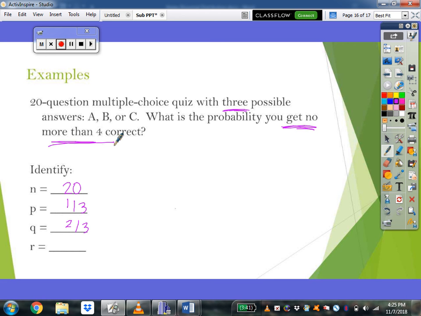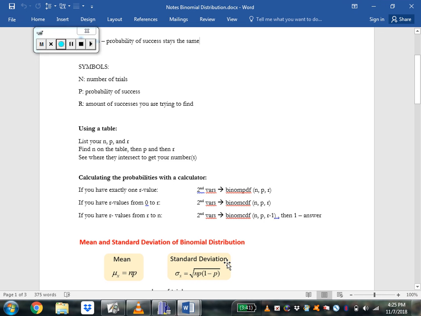And then it's asking, what's the probability you get no more than 4 correct? So that being said, I can get none correct, I can get 1 correct, I can get 2 correct, 3 correct, or 4 correct, but I can't get any more. So the way we're going to write that is we're going to say we can get from 0 to 4. The reason I wrote it as 0 to 4 is because if we go back to our notes here, we have the second line here. If you have R values from 0 to R, use this one, the binom CDF NPR.